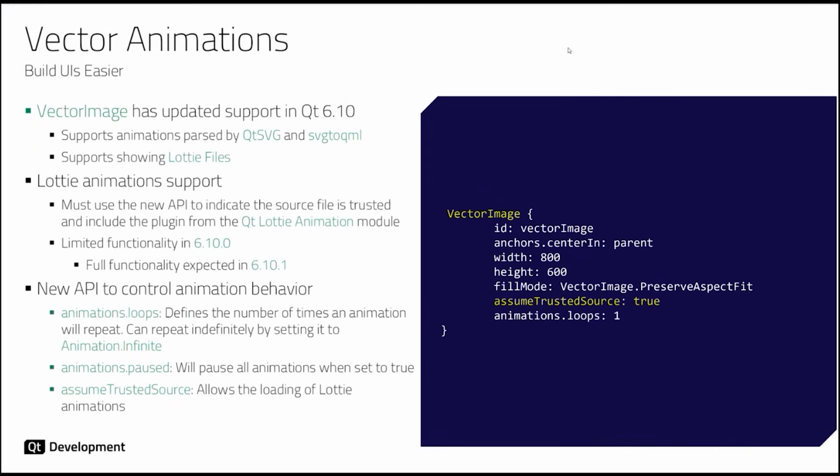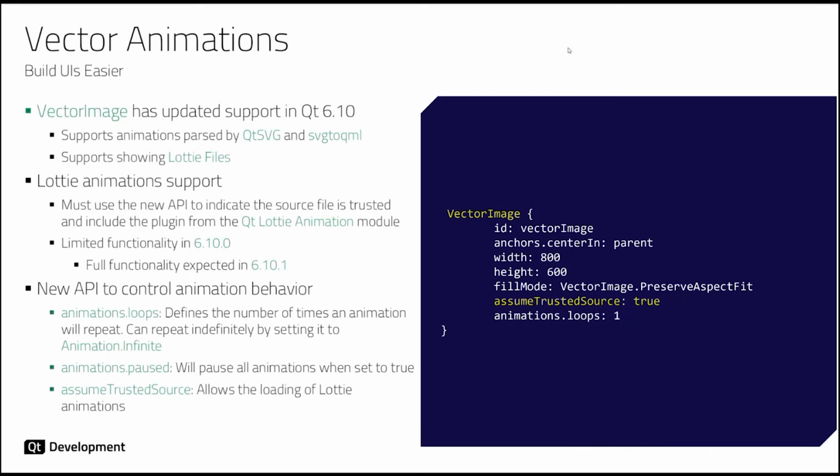And the next set of updates is going to be in regards to vector animation. So the vector image type has some updated support in Qt 6.10. The main ones being that this now has the ability to support animations that are parsed by Qt SVG and the SVG to QML tool. There's also the ability to support Lottie files.